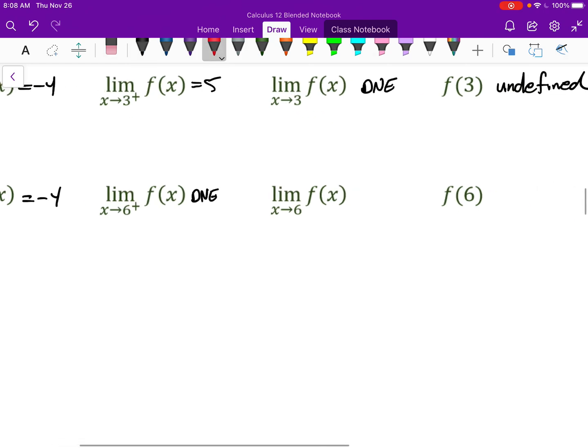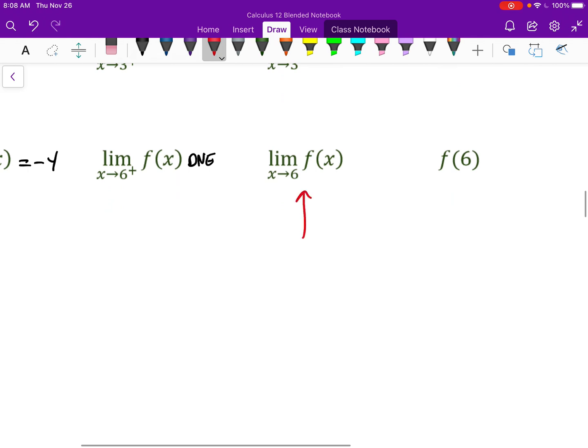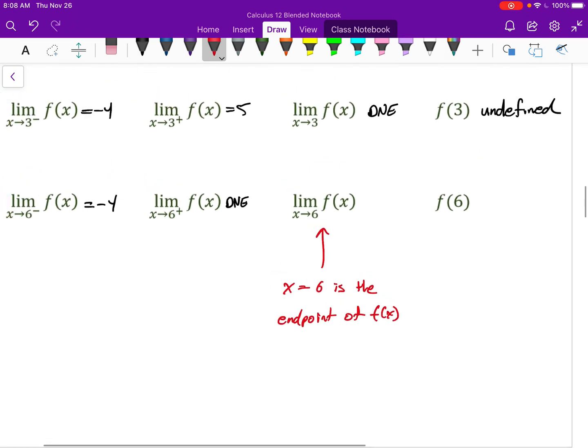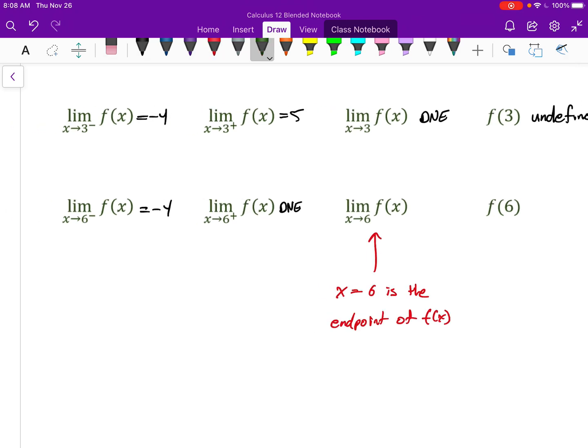But because 6 is an endpoint, so I'll say x equals 6 is the endpoint of f of x. So because of that, when we're dealing with an endpoint that's on the right, for example, like we see here, then we ignore this part right here because there's not even a function there. And this is just for endpoints. And so in this case, the limit as x approaches 6, we say does equal -4.